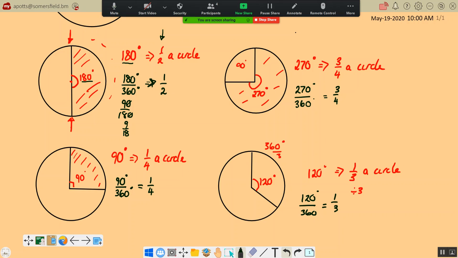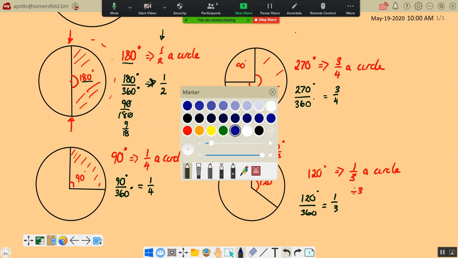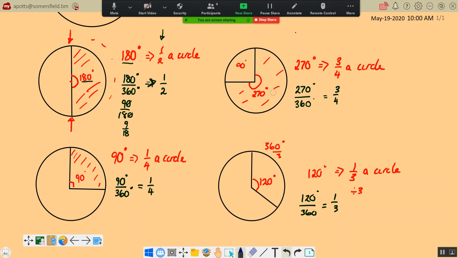All right. So how does that help us? Well, if I've got half a circle, I also have half the area. If I have a quarter of a circle, I also have a quarter of the area. 3/4 of a circle, I have 3/4 of the area, and so on. So I have 1/3 of the area. Now, does anyone remember what the formula for the area of a circle is?